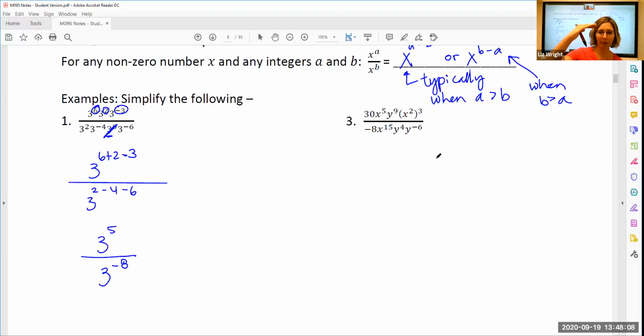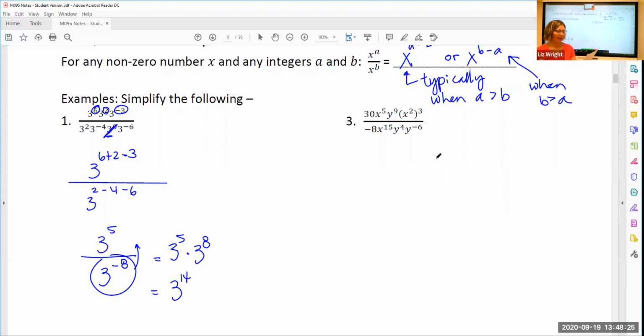So to bring it up to the numerator, we can just bring it up, and it's going to be 3 to the 5th times 3 to the 8th. And then in that case, we're going to have 3 to the 14th. Then you need to go ahead and evaluate that. Oh, sorry, that should be 13. Sorry about that. So 3 to the 13th.